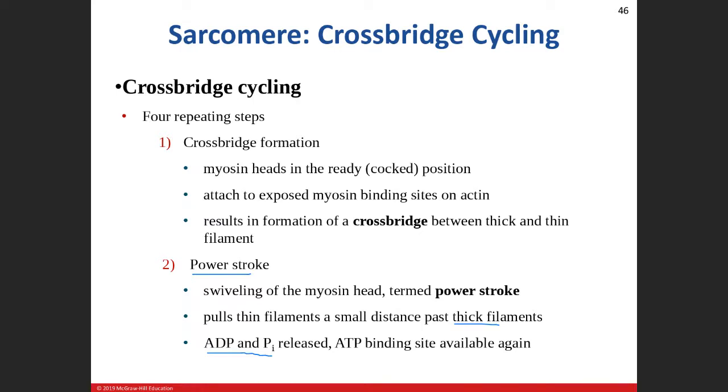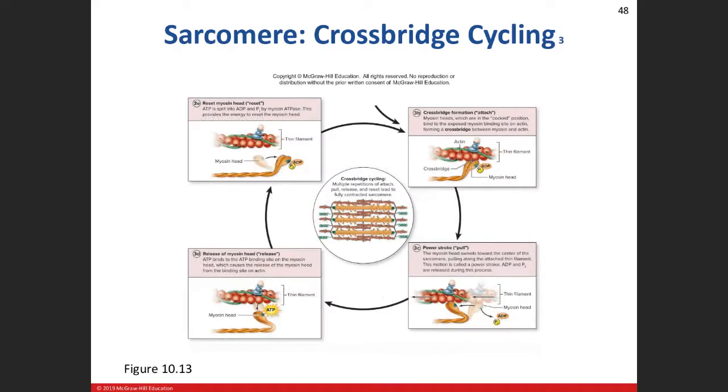Now we have, remember, because myosin has two binding sites. One's for the actin, the other one's for ATP. So now that ATP binding site's available because the ADP and the inorganic phosphate flew off of it. But at this point, with the power stroke, the myosin head is still attached to the actin. It's still stuck there. I'm going to come right back to the slide here.